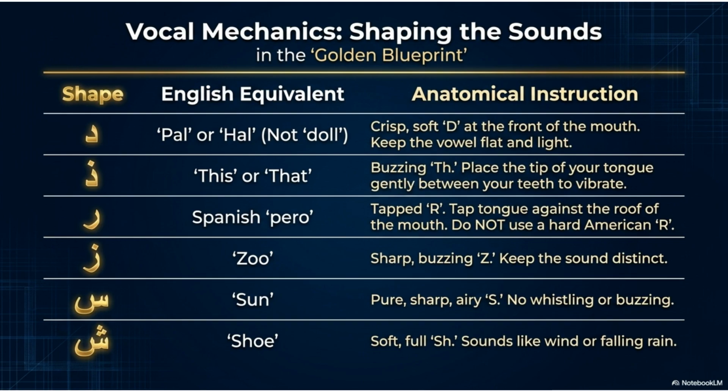Getting these right is much easier when we connect them to sounds you already know. Dal sounds like the D in dad, while thal sounds like the TH in this. For ra, we want to avoid the American R. Instead, it's a light tap or roll, just like the R in the Spanish word perro. Za sounds like the Z in zoo, sin is like the S in sun, and sheen sounds like the SH in shoes. Mastering all of these simply comes down to where you place your tongue.